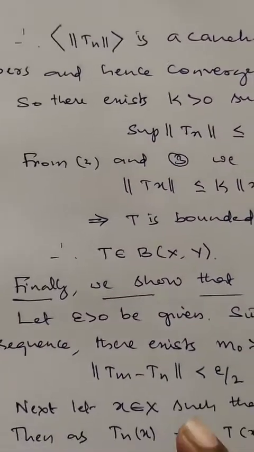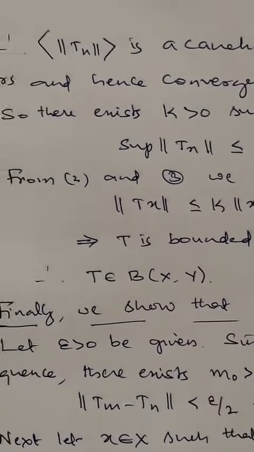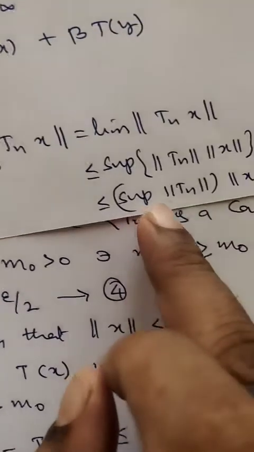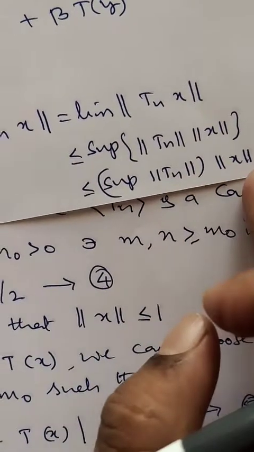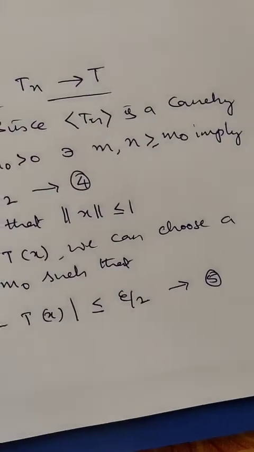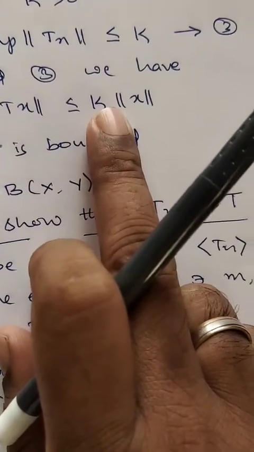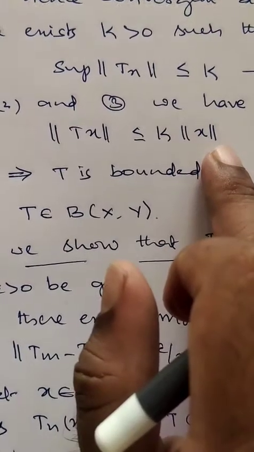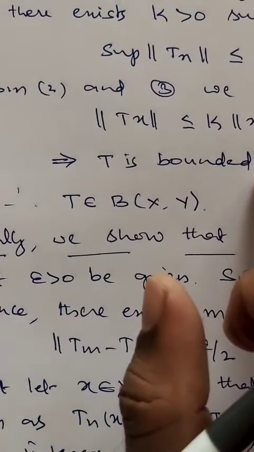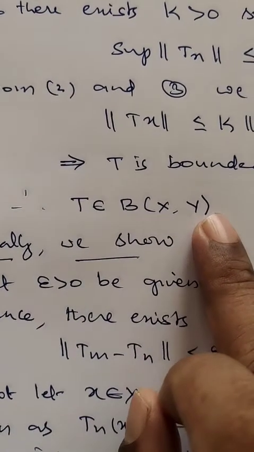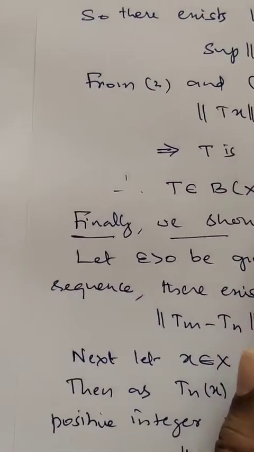You call this number 3. So from 2 and 3: 2 is norm of T of x is less than or equal to supremum of norm of Tn into norm of x. Okay, this is 2. Now using 3 here, what will happen? From 2 and 3, norm of T of x is less than or equal to supremum of norm of Tn, which is less than or equal to k, so less than or equal to k into norm of x. This implies T is bounded. Now T is linear as well as bounded, therefore T is an element of B(X,Y).